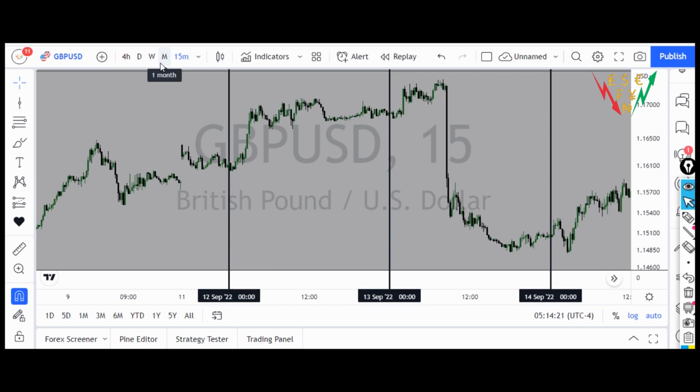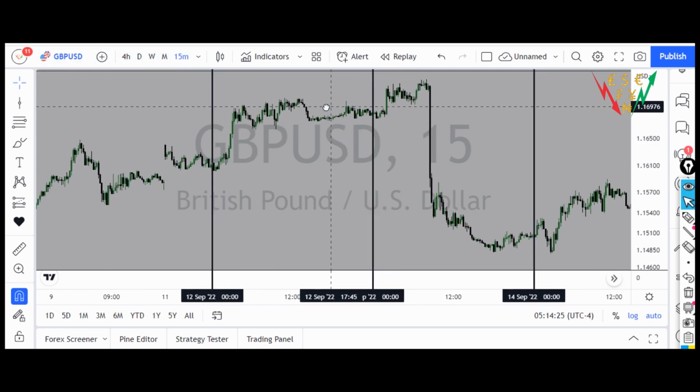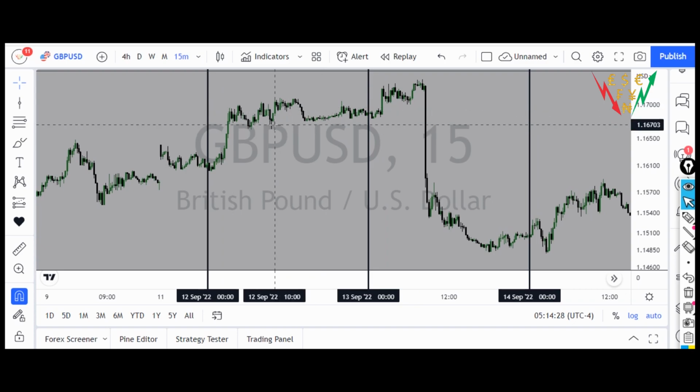Okay, so we're looking at the chart again. Welcome back. We're right back here. So we just stopped at this point here, guys. Okay, so we want to use the Fibonacci tool.